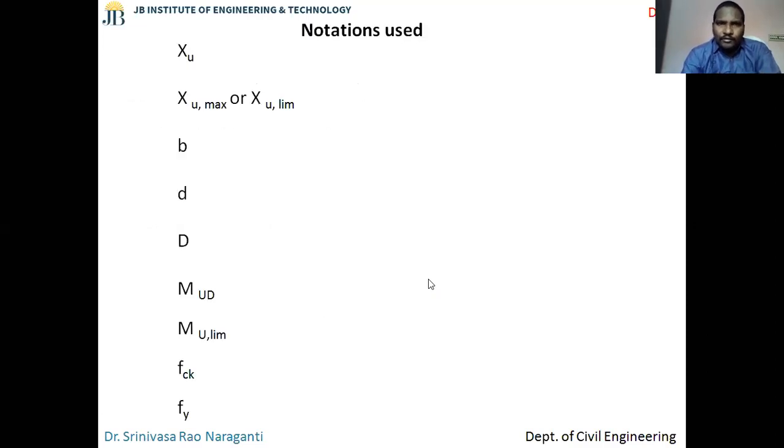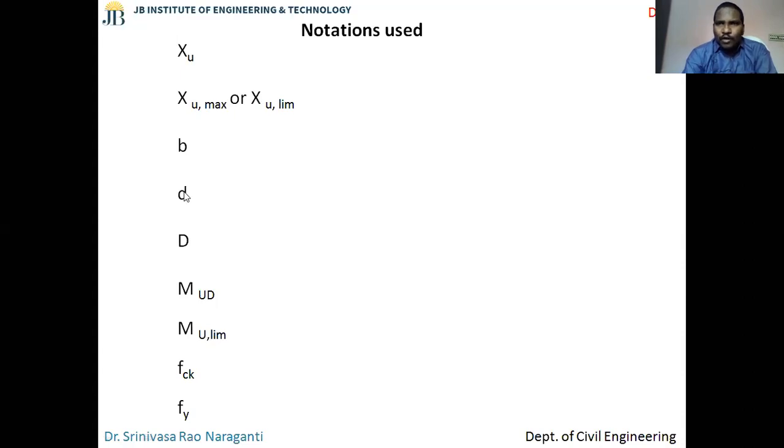Well, let's continue, guys. Before we start the discussion, let's quickly recap the notations we use in reinforced concrete design. One is XU. XU is nothing but the depth of neutral axis of a given section. That's what we denote with X of XU. Then XU max or XU limit means the depth of neutral axis of a balanced section. B is nothing but the width of the section. When talking about rectangular beams, B is the width of the rectangular section.